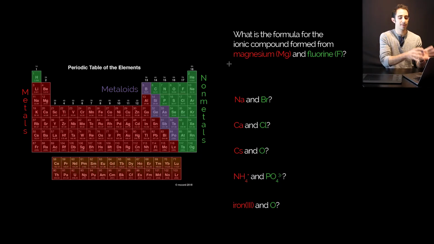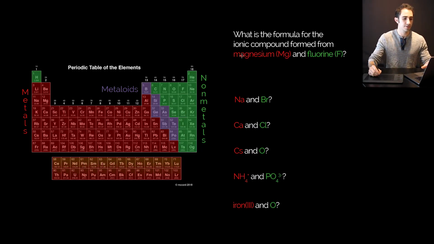And I went ahead and color-coded this periodic table so that you can see where the metals are, where the nonmetals are, even where the metalloids are. And this is really going to help you identify when a particular set of atoms is going to form a covalent or an ionic compound. And here we know that all of these particular examples are going to form ionic compounds. And the question is, what is the formula?